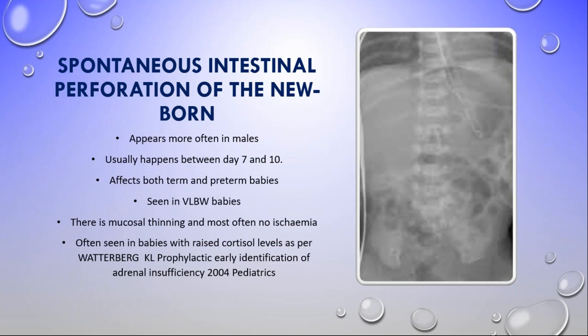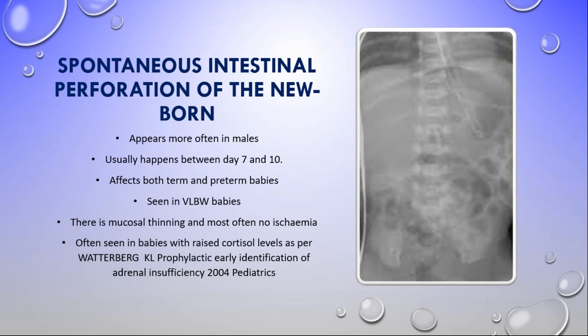It appears more often in males. It usually happens between day 7 to 10. It can affect preterm babies. It's very often seen in very low birth weight babies. There's mucosal thinning, and more often than not, there's no sign of ischemia.